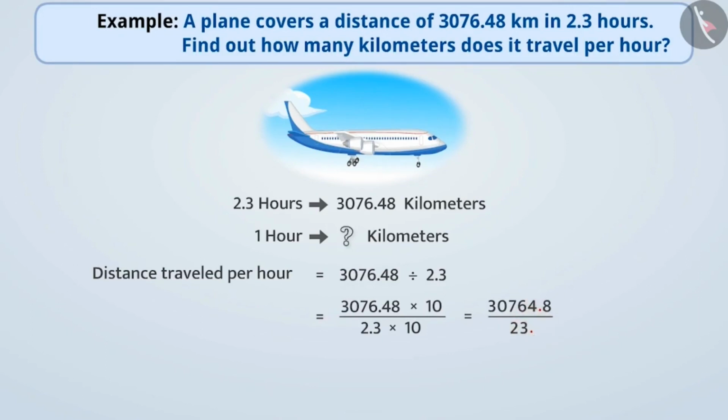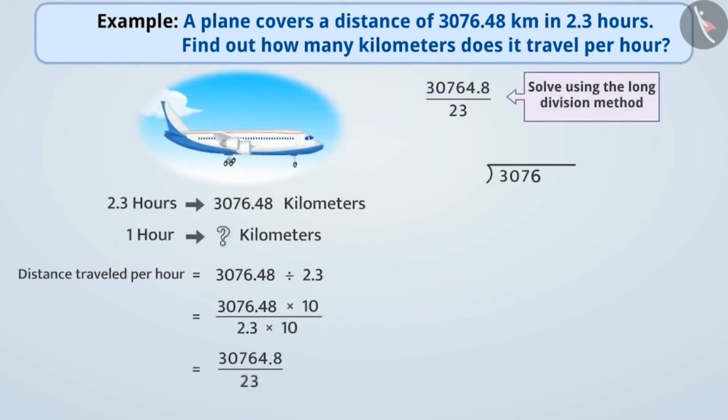There is a decimal point after 23 and there are no digits after this. We can say that now there is a whole number, so we can ignore the decimal point. In summary, if the decimal point of the numerator and the denominator is moved one place to the right, then we get a whole number in the place of the denominator. Now we can divide 30,764.8 by 23. Let us solve this using the long division method.